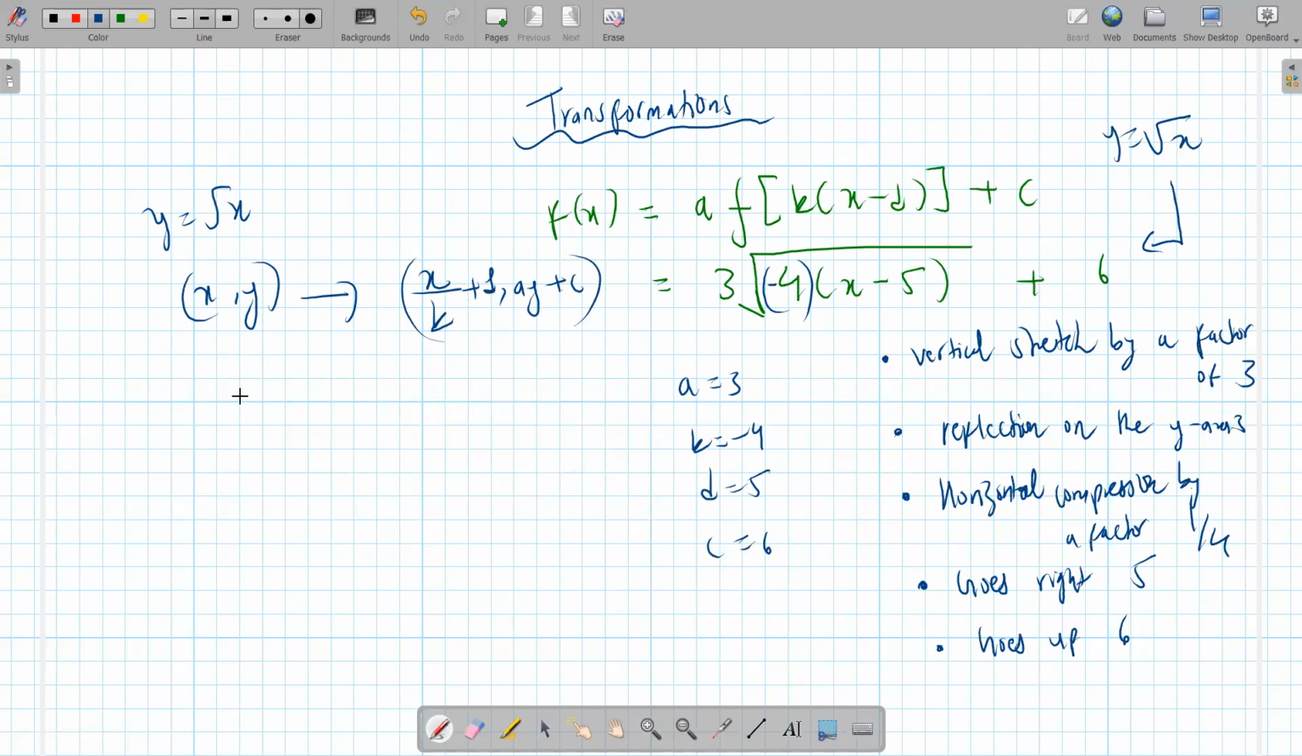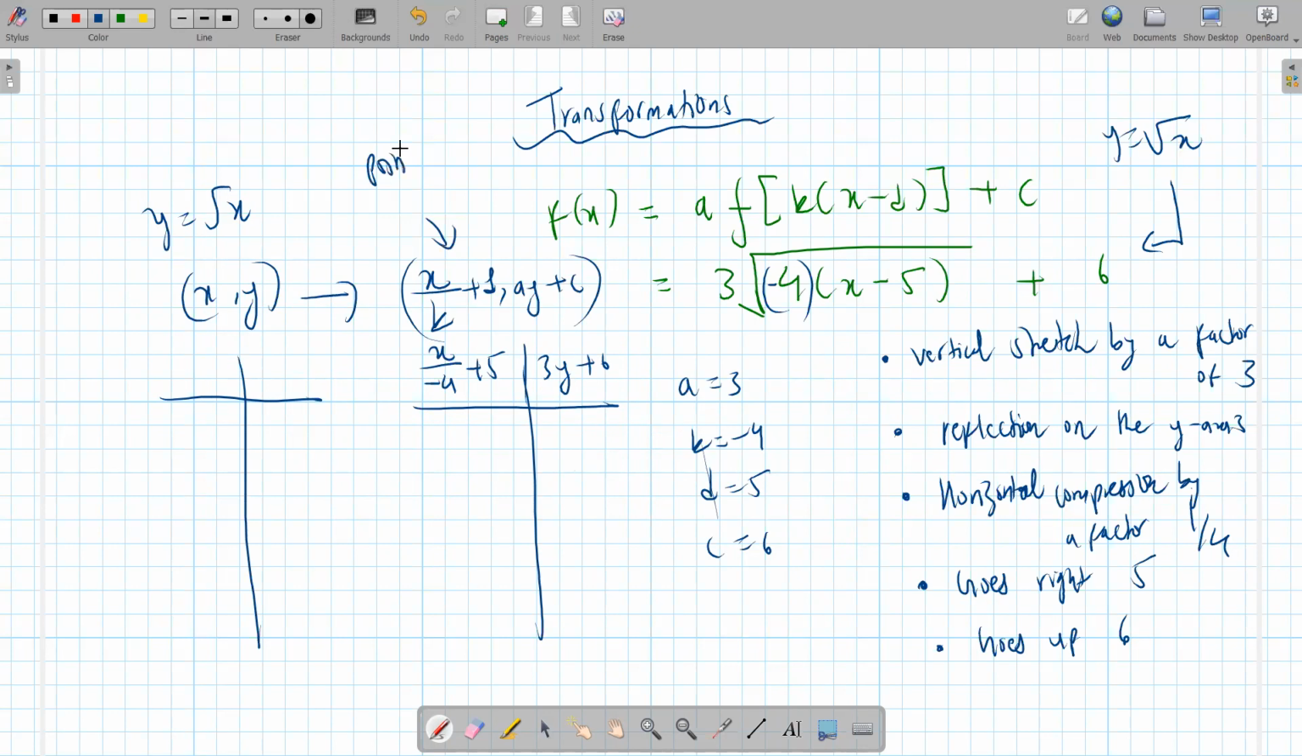So x, y on the original function, right? So we're gonna make a table of values. So this is gonna become x over minus 4 plus 5, 3y plus 6. I'm just plugging these values in there. This is called a point mapping rule, and we'll be using this rule for any function when we're doing transformations.